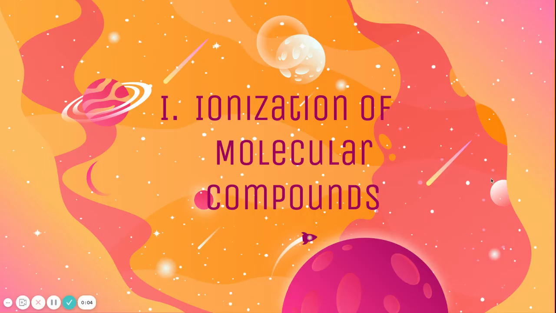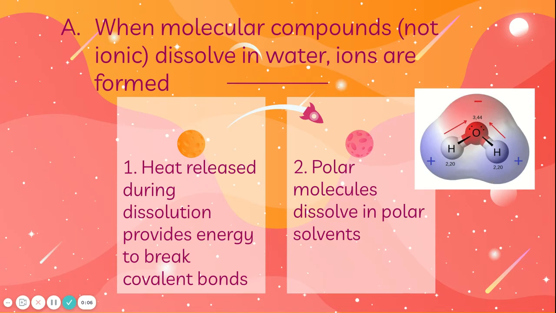Ionization of molecular compounds. A molecular compound, as a reminder, means not ionic. So that means not a metal and a non-metal. Molecular is non-metal, non-metal. Some of them can dissolve in water if they are polar. Remember, we have levels of covalency. We have polar covalent and non-polar covalent for our molecular compounds.